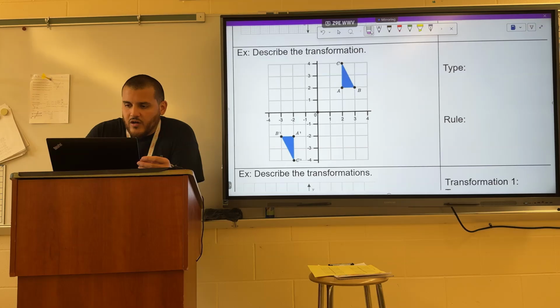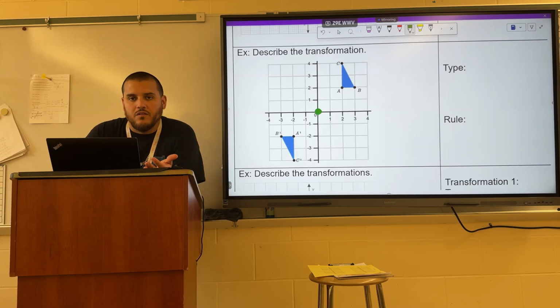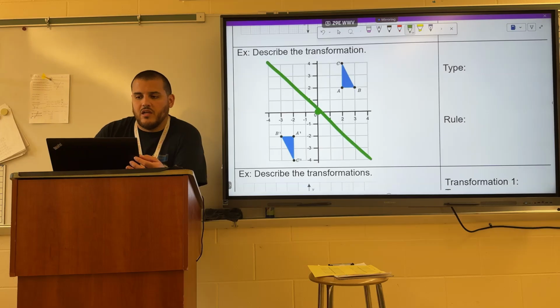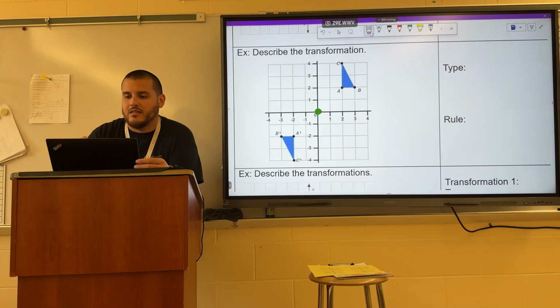So the midpoints for A and A prime would be here at 0, 0. The midpoint for B and B prime would also be 0, 0. The midpoint for C and C prime would also be 0, 0. They're all the same location and not different points. They would all be different locations on a reflection that we would be able to draw a straight line through. Because they're all the same point here, it's a sign that this is a rotation.